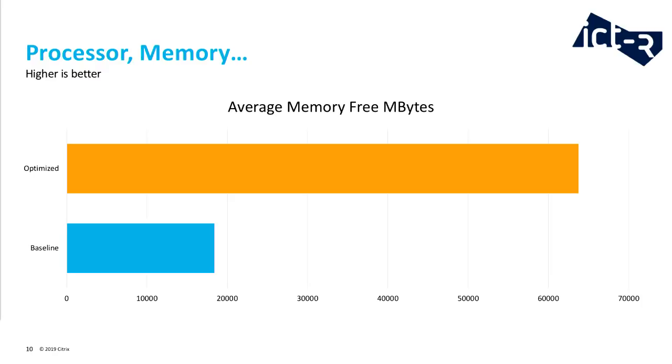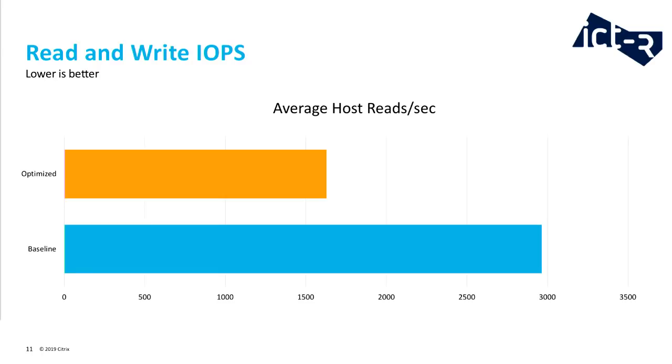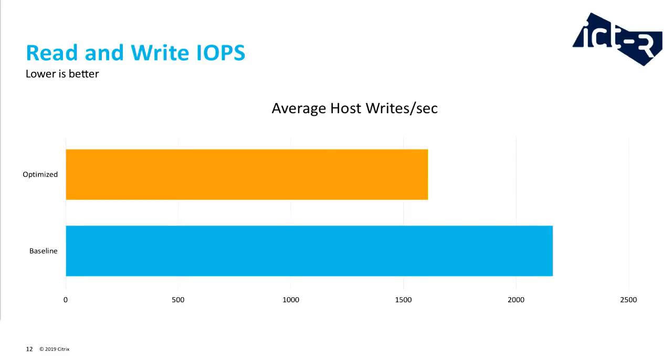We see similar benefits with the memory. So what you see is that on optimized images, you have a lot more free memory after the startup than you have on the default Windows 10 image. The big one that we are always seeing, typically somewhere between 25 to 40%, is the reduction in the read IOPS. You can also see reduction in the write IOPS. That's still significant, just not as big as the read IOPS.